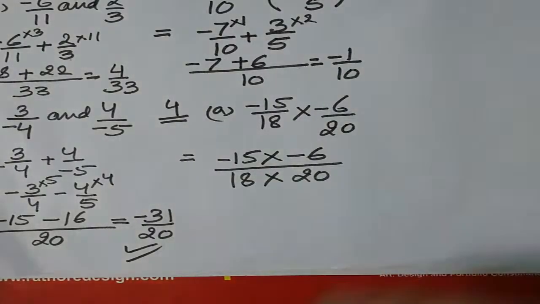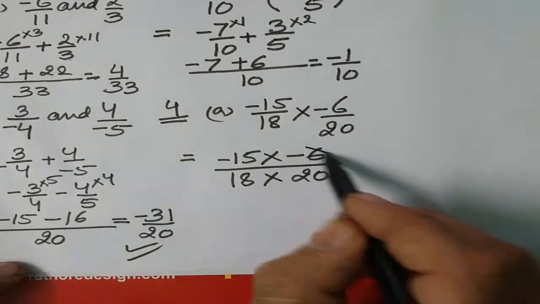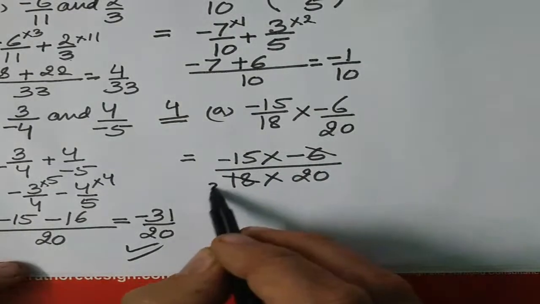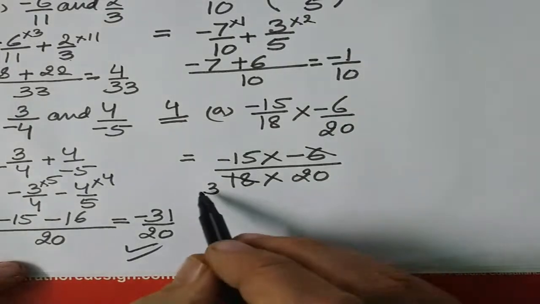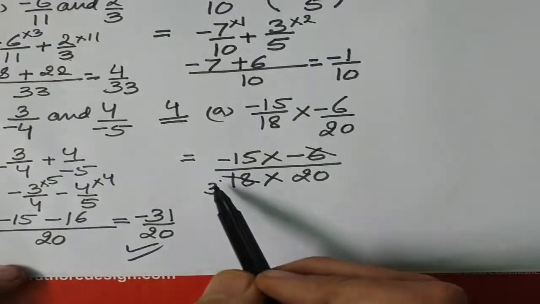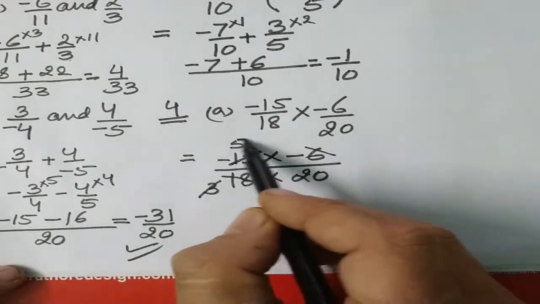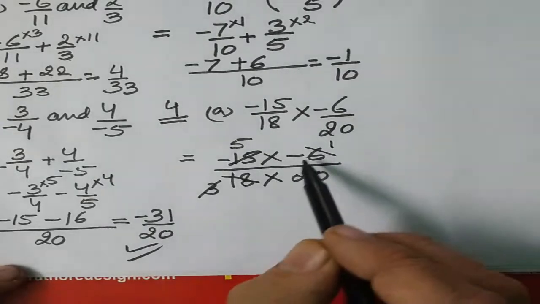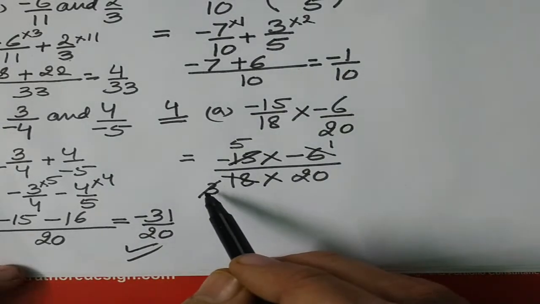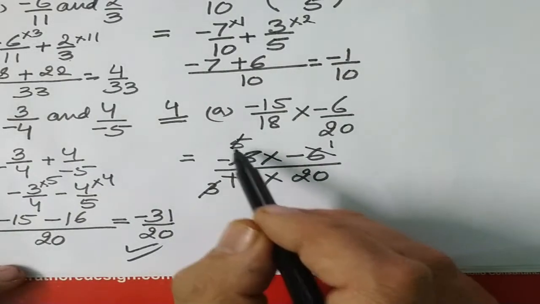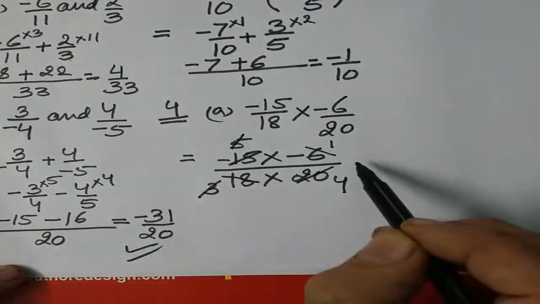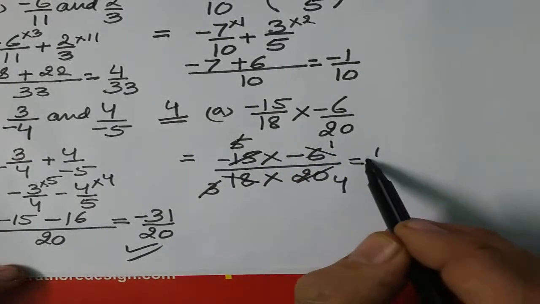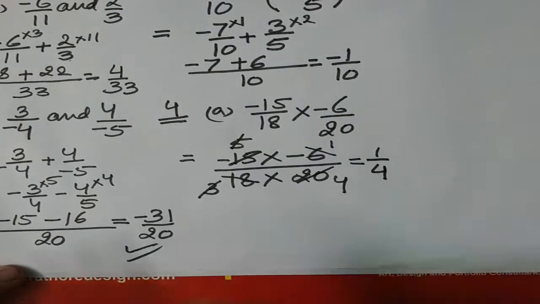Now divide the numbers and cancel them. Now 6 will divide 18. Don't see the sign first, see the number only. 6 times 3 is 18. Then we can divide by 3. This 3 will divide this 15, and it will become 5. And now I have cancelled 6, 1 is 6. This 5 can divide 4. What is left? We are left with only numerator 1 upon denominator 4.